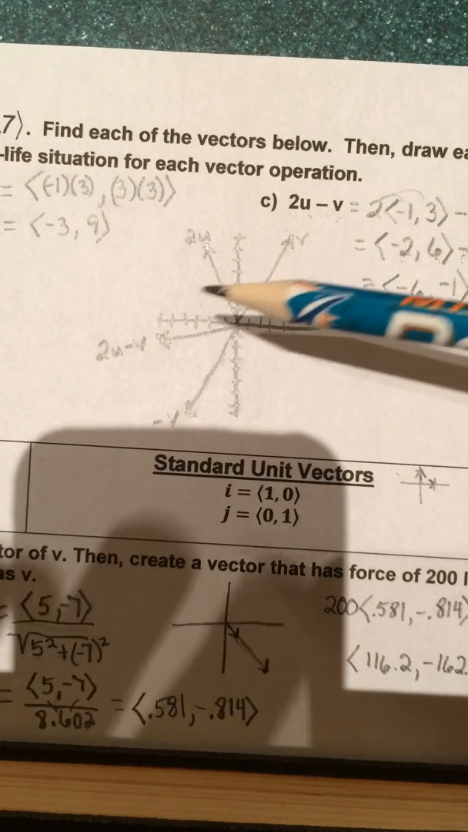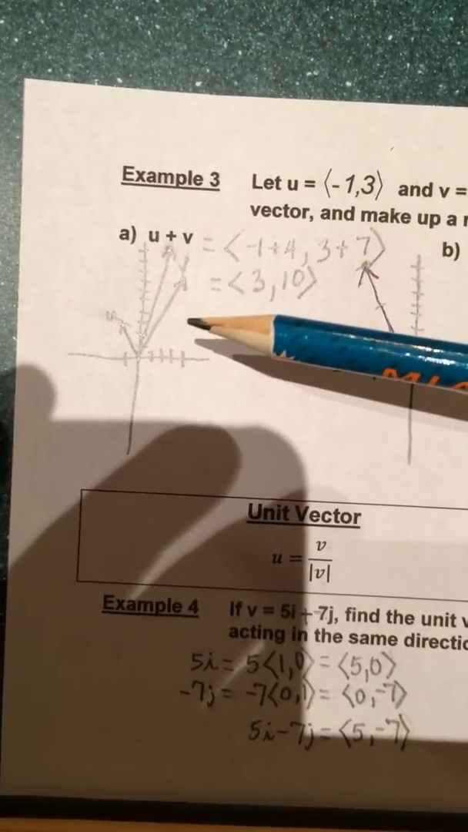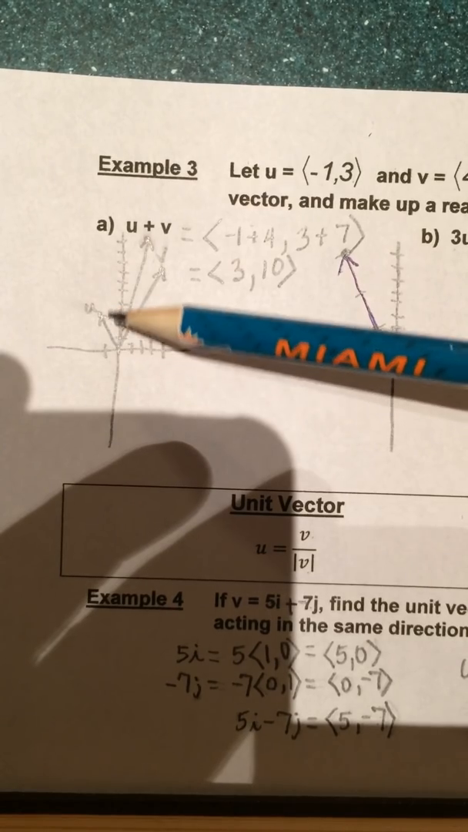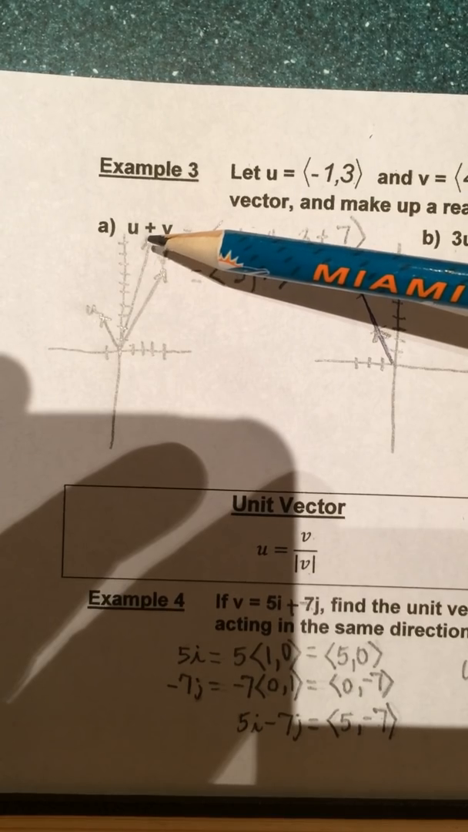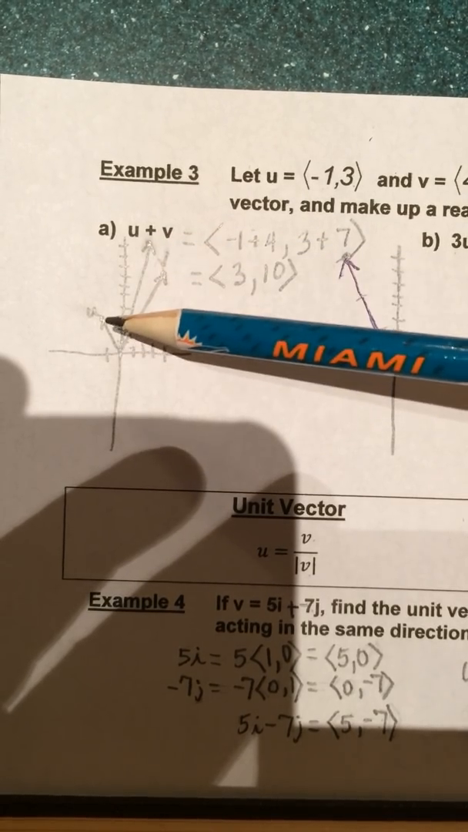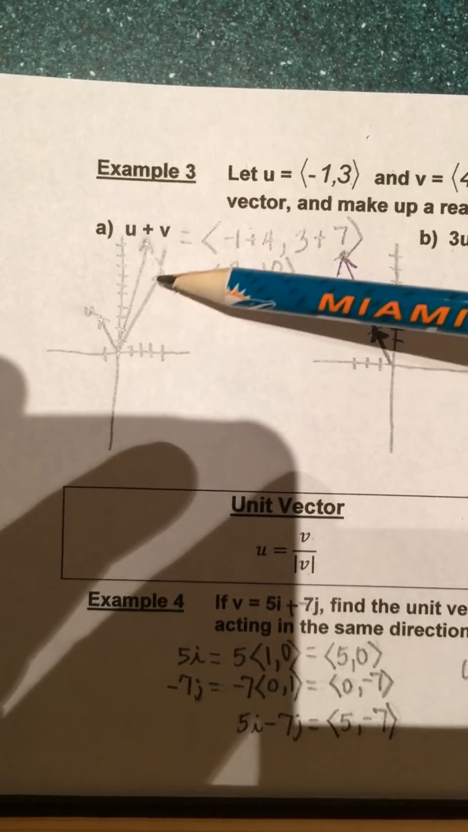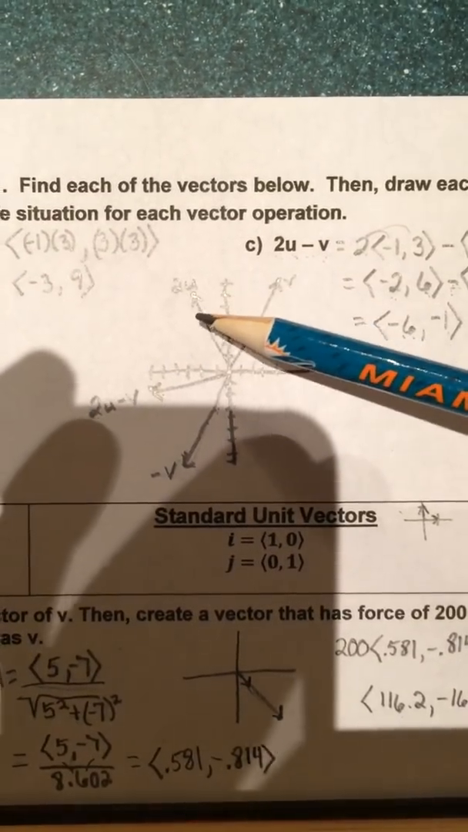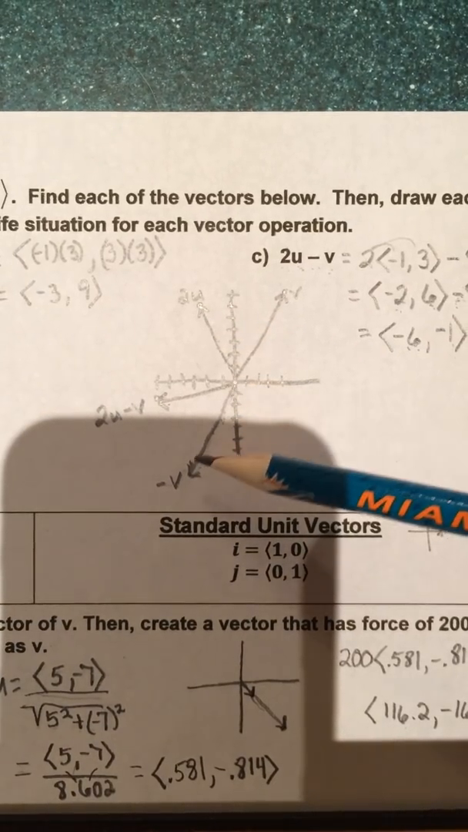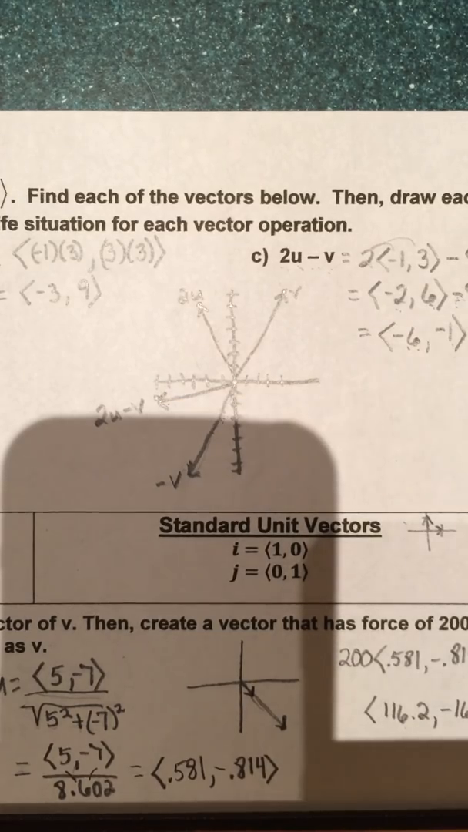Okay, so if you look back over here on our example 3a, we saw that vector u and vector v, when we put them together, came up with this resultant vector u plus v, and it got longer. Well, that's because u and v are going generally in the same direction. They're definitely adding to each other's power because they're both heading in an upward direction. Whereas over here, vector 2u and our negative v are kind of going against each other, so it compresses the resultant vector a little bit.